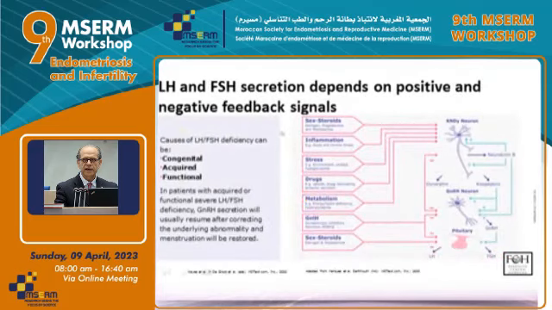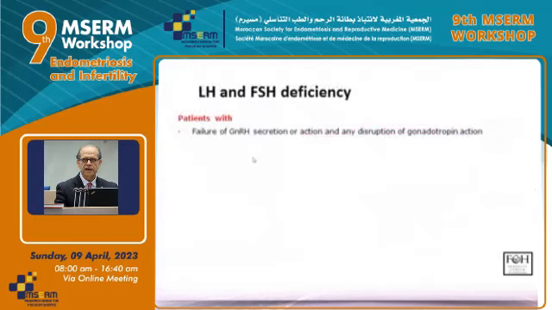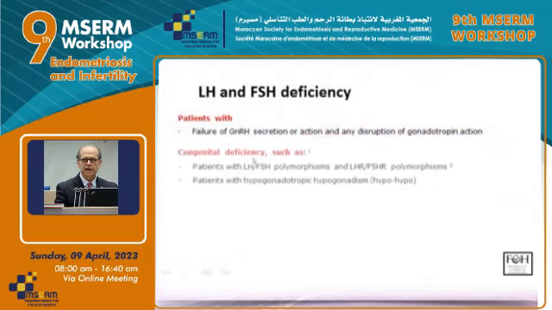Now, LH and FSH secretion depends on positive and negative feedback signals, and you can see here a lot of possibilities that can affect this axis of hypothalamus, pituitary, and ovary. And there are different situations where we have deficiency of LH and FSH. This can be congenital, acquired, or a functional situation.